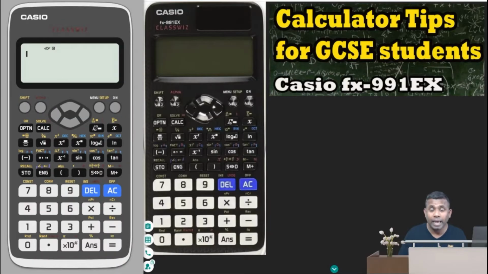Hello everyone, welcome back again. Today I'm going to show you 5 important calculator tips, very useful during your exam time. Those who are sitting for the GCSE examination, upcoming exams are coming. By learning these 5 effective tips, definitely you will get the benefit. Let's look at tip number 1.